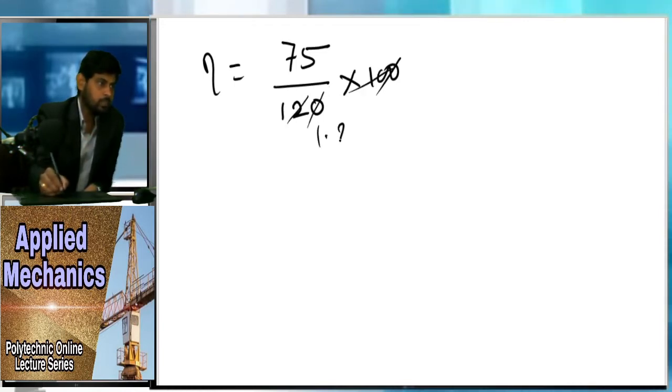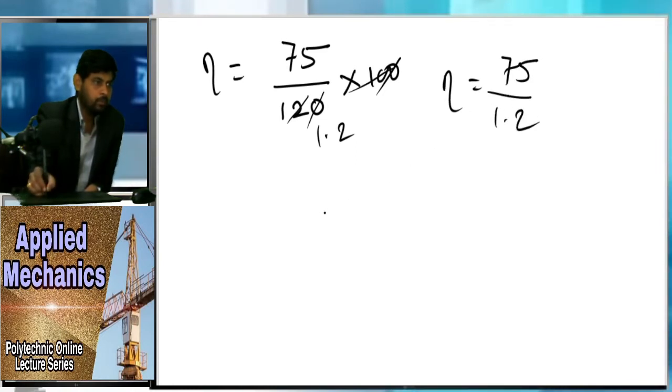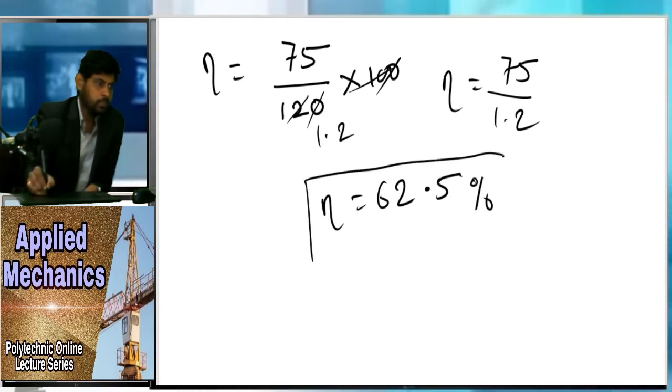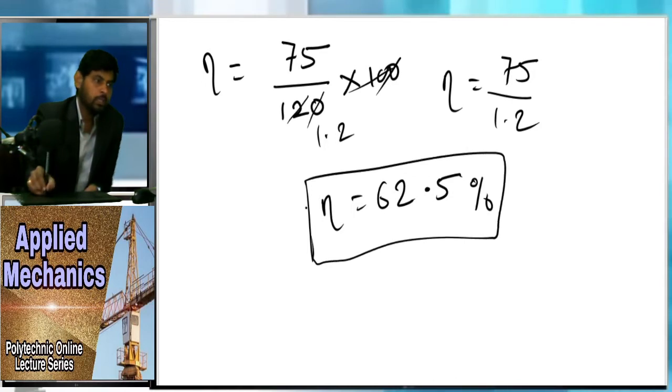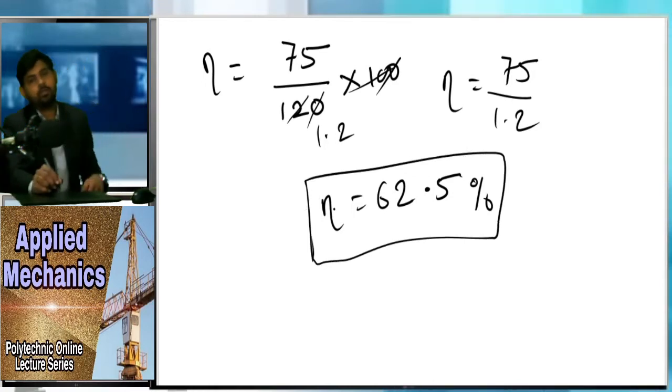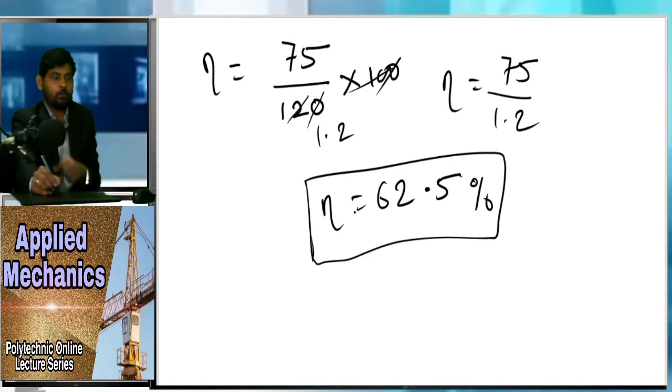So this is the 1.2, right? So find out the efficiency is equal to 75 divided by 1.2. So efficiency is nothing but 62.5%. So this is your efficiency. So what this we have to find out.